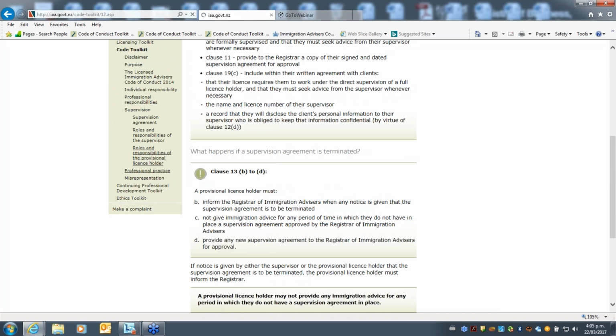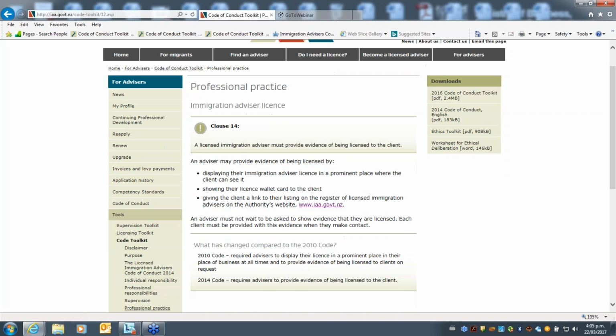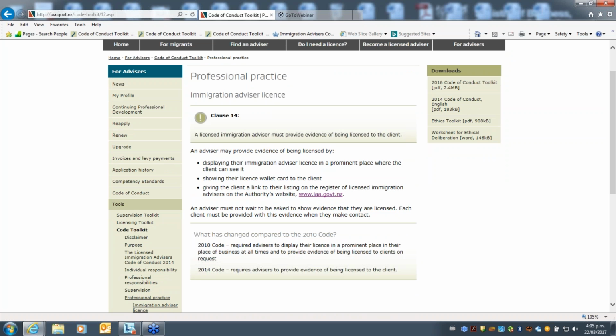So I will just move right on to professional practice, which is the next very important part of the code. And this code is written in a way which, as best as it could, attempted to follow through the client engagement process that you go through with a client. And what is important to remember here is that you are responsible as the licensed advisor for making sure that you complete all of these steps.